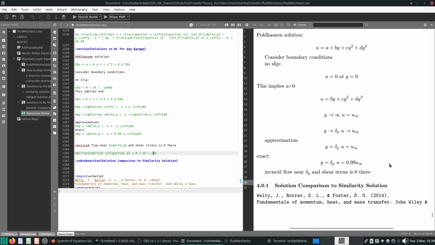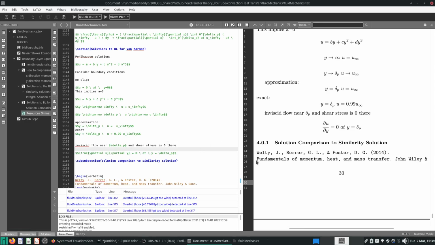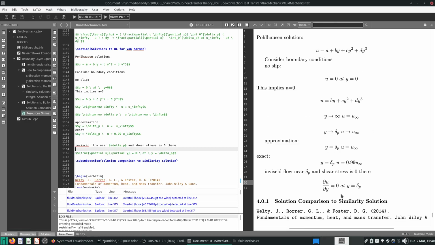At y equals delta p. Okay, never mind, we'll just continue. So basically we have 3 boundary conditions. We need one more, but let's first develop some equations.